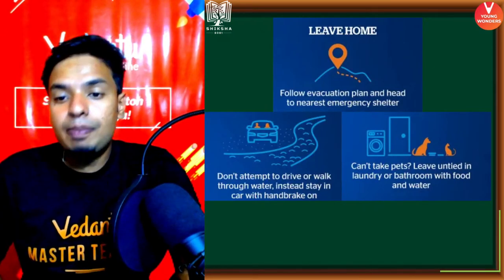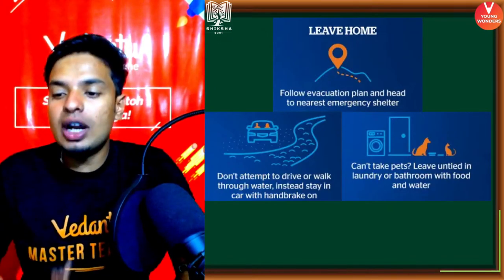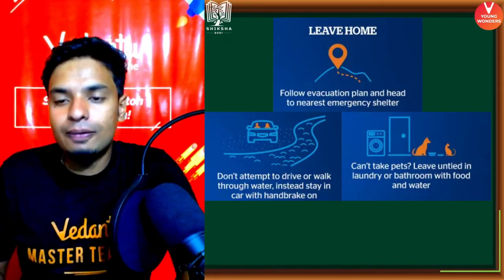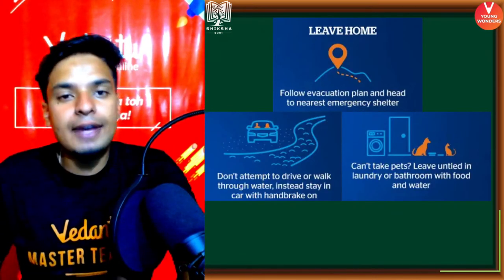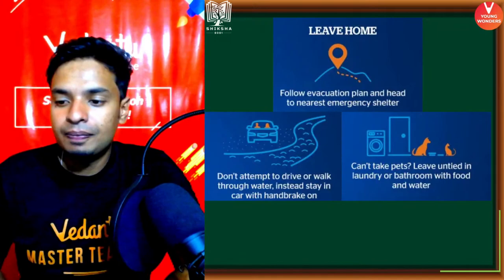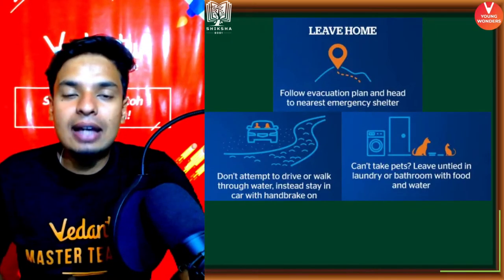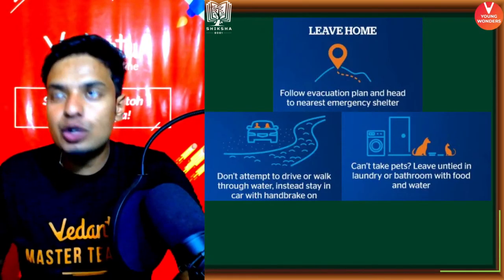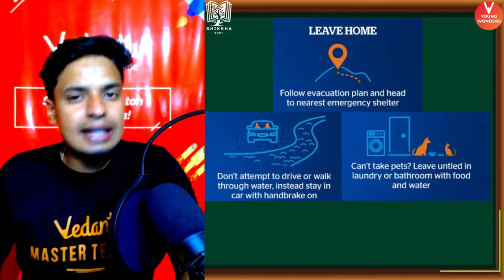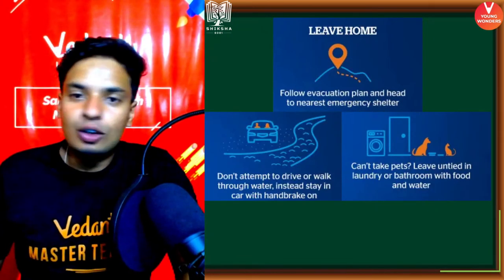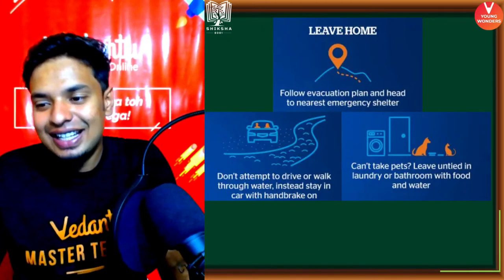Next, if you can't take pets, leave them untied in the laundry or bathroom with food and water. If you're not able to take the pets, do not tie them. Untie them. Animals will know how to survive on their own in such situations. It's better to always take them with you. But if you have animals like cow, which you cannot carry on your head, in that case, untie them, make sure that they are in a safe place and you can go, because prioritize your life first and then everything else. Got it? Cool.